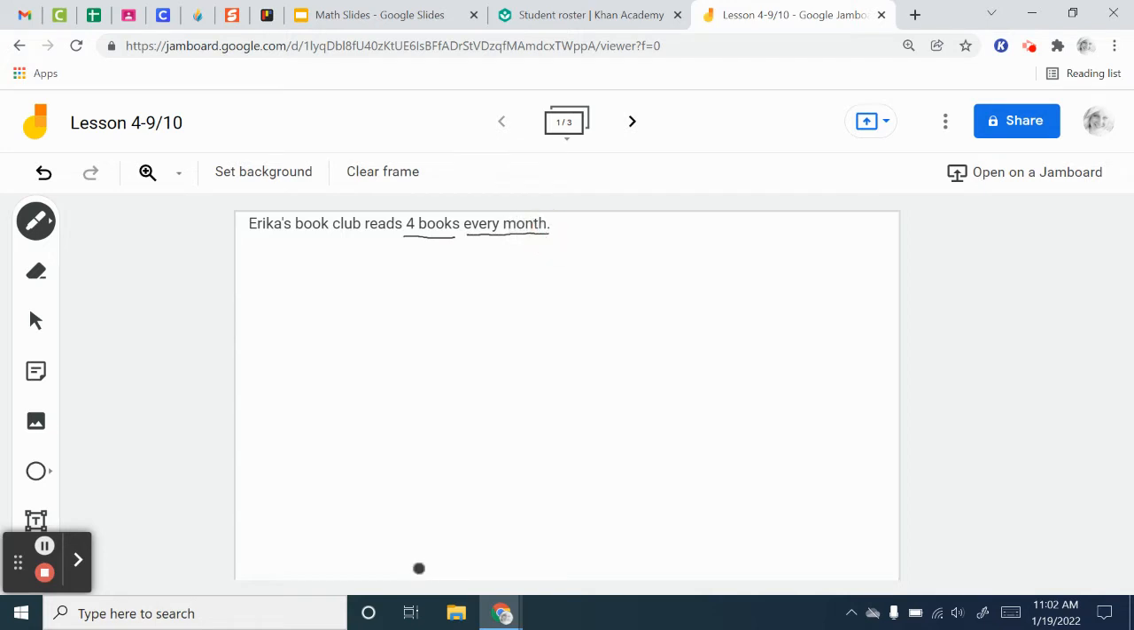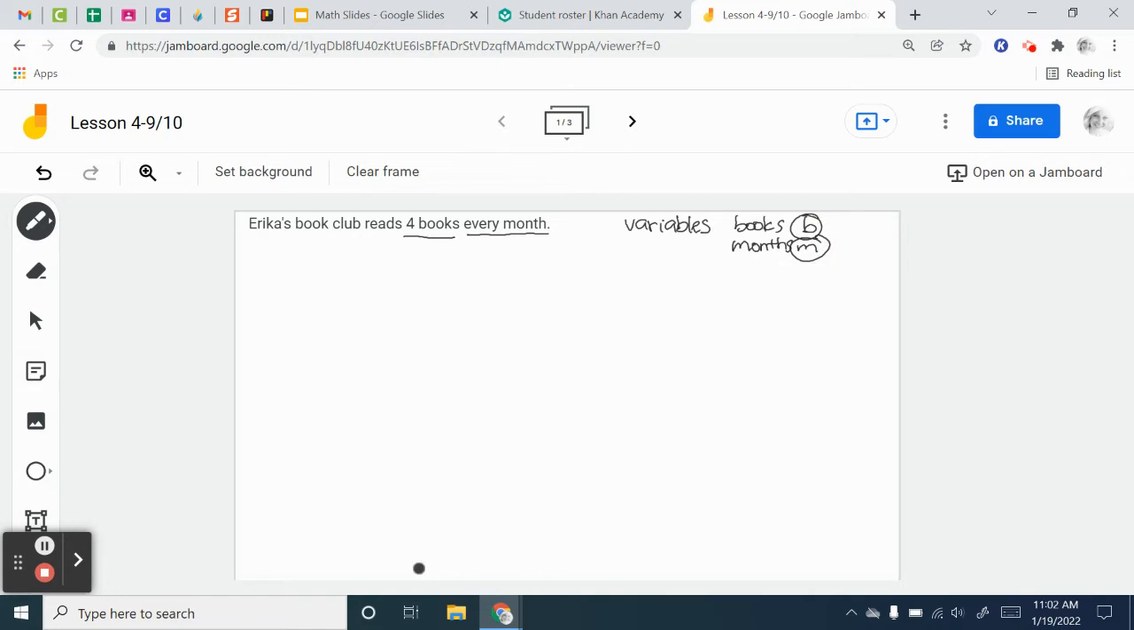So the first thing I have to figure out is what are my variables? What are the things that change? So the number of books they read, that's going to change. And the number of months that they're in the club will change every month. So I'm going to use B for books and M for months.